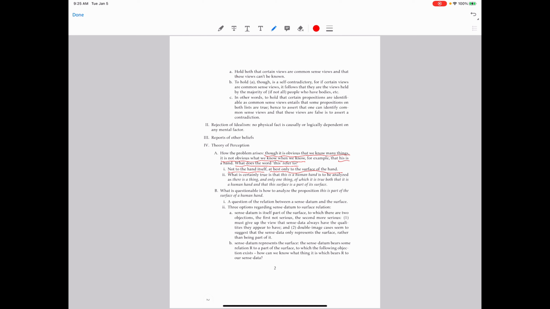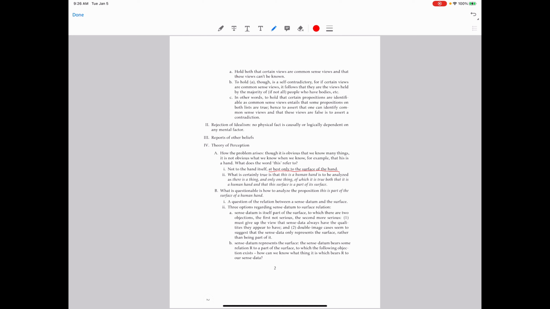I mean, if I walk in, I wish we were in class together, I'd walk in, I'd hold up my hand, and I'd say, this is a hand. And then I ask you, what does the word this refer to? The most obvious thing for you to say to me is, that hand. I mean, after all, what else could it be referring to? The chalkboard? My head? No. This is a hand. The word this refers to a hand. But Moore says it can't refer to the hand itself. At best, it can only refer to the surface of the hand.